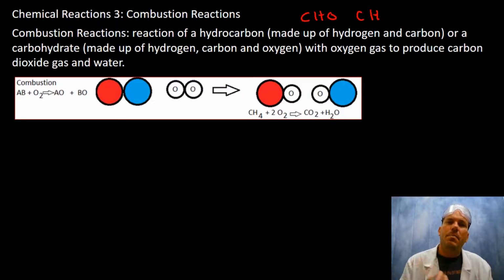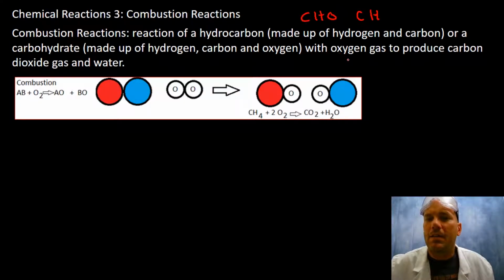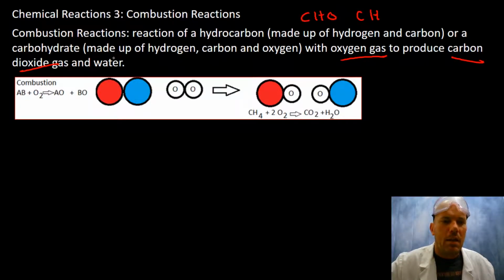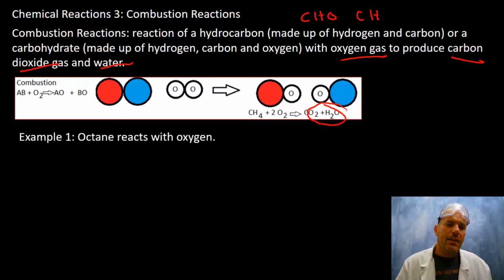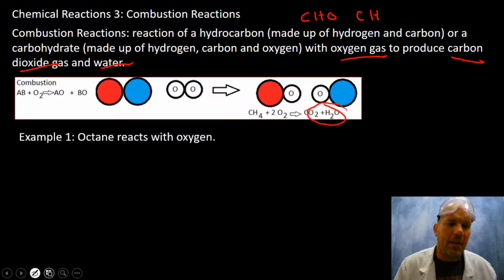And they combine with diatomic oxygen, and they always yield the same products: oxygen gas, carbon dioxide gas, and water. This being a reactant. Product. Always carbon dioxide and water for your products. All right, so let's look at this one here, octane. I've chosen this one because this is like gasoline for your lawnmower, for your car, whatever. So let's go ahead and look at this one here.